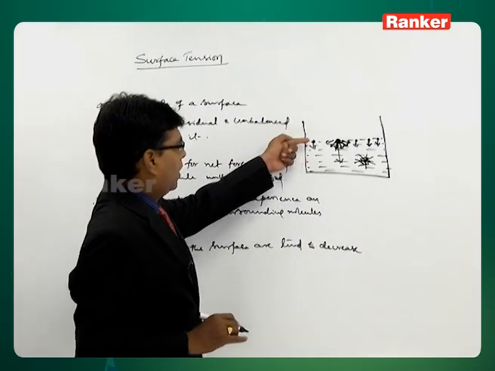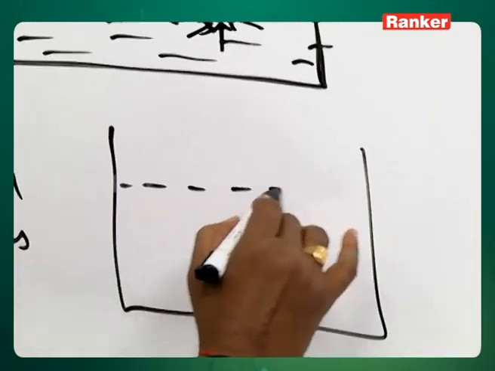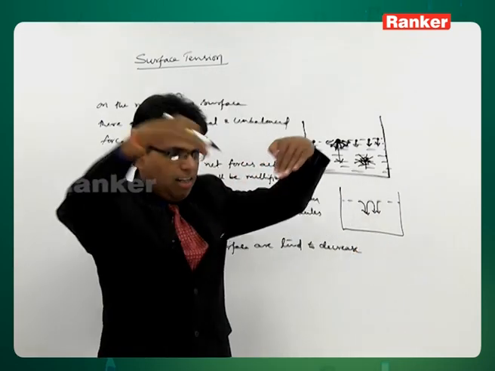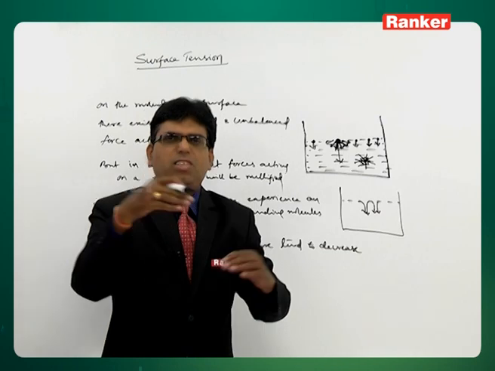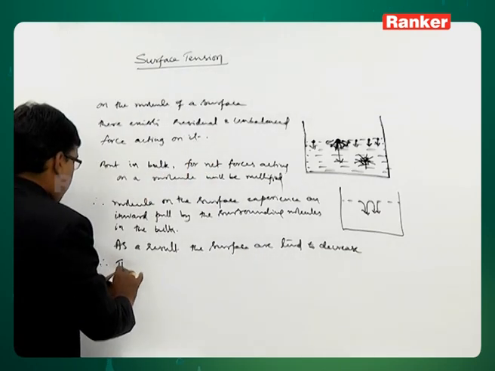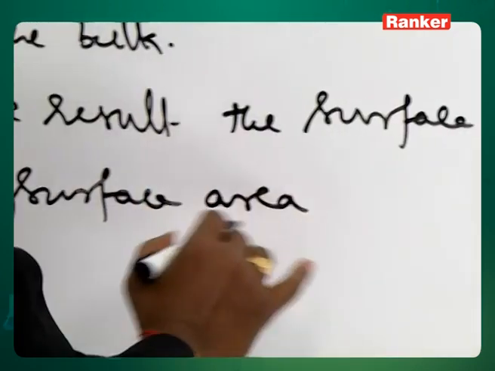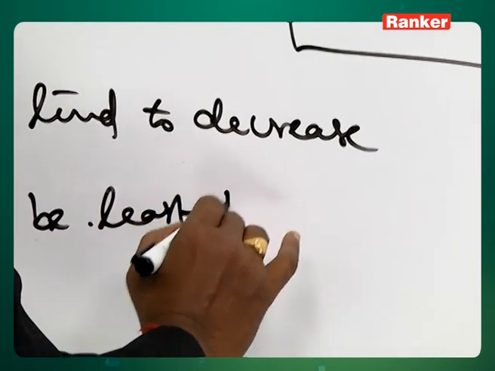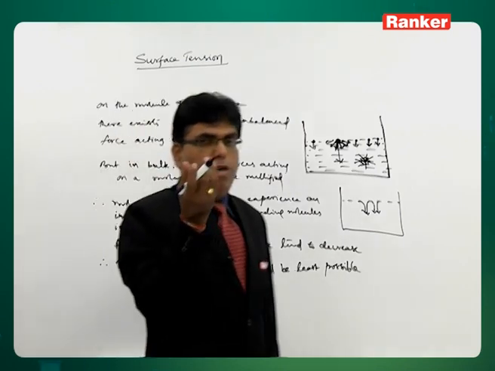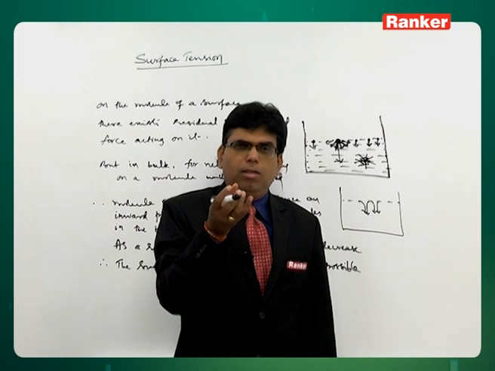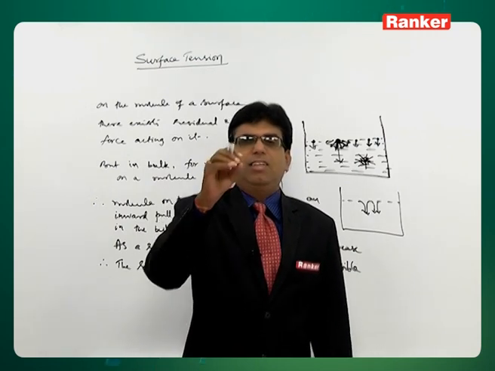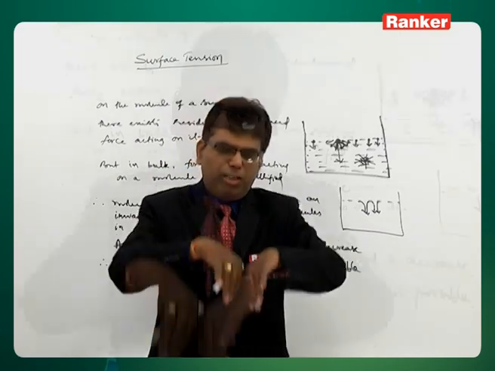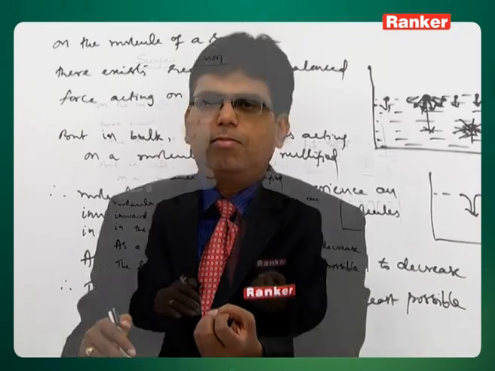The surface area tends to decrease because, suppose you consider this as a surface, this molecule tends to go inwards, this molecule tends to go inwards, like that all the molecules tend to go inwards. As all of them are going inwards, the surface area always tends to decrease. Therefore, the surface area will always be the least possible. That means the shape of the surface always adjusts itself in such a way that the surface area of the liquid is minimum because of the inward pull. Always the molecules tend to move inwards, so the surface area keeps decreasing.